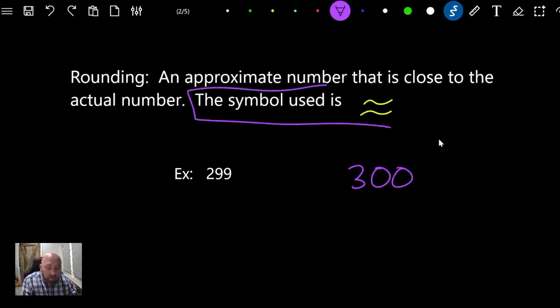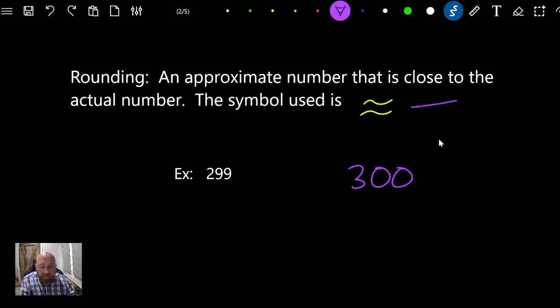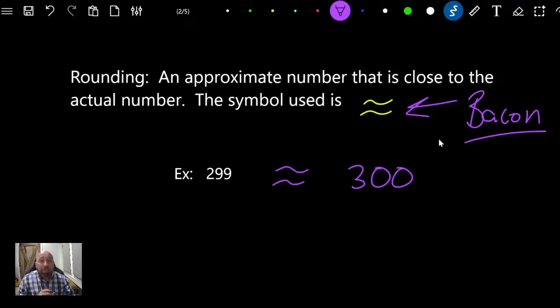So we use this symbol right here. I always say that this looks like bacon, right? Do you like bacon? Maybe you do, maybe you don't. I love bacon, okay? So I'm going to call that bacon. So we're going to do 299 is approximately equal. That wasn't a good bacon on the top. There we go. That's a little bit better. Is approximately equal to 300. I rounded it off. Now, I rounded that off in my head, and maybe you did too.